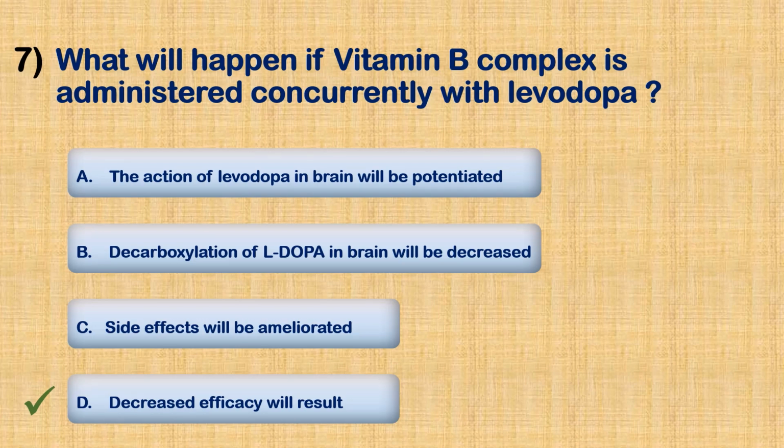Here this vitamin B complex, for example pyridoxine, will abolish the therapeutic effect of levodopa, mainly by enhancing its peripheral decarboxylation. So the efficacy of levodopa will be decreased by using vitamin B complex concurrently.